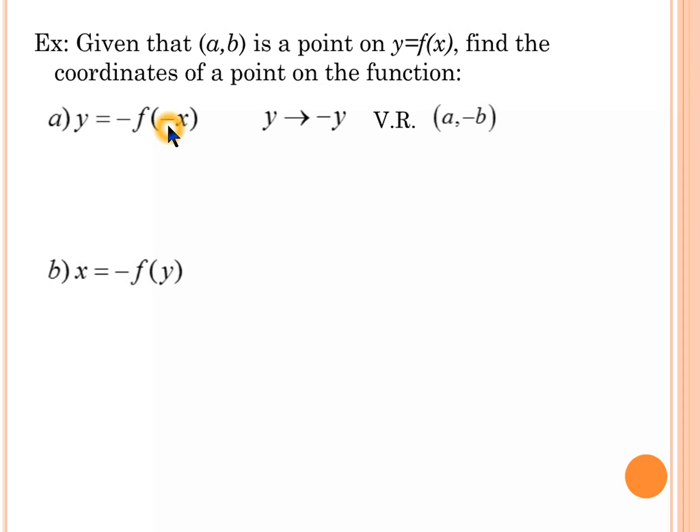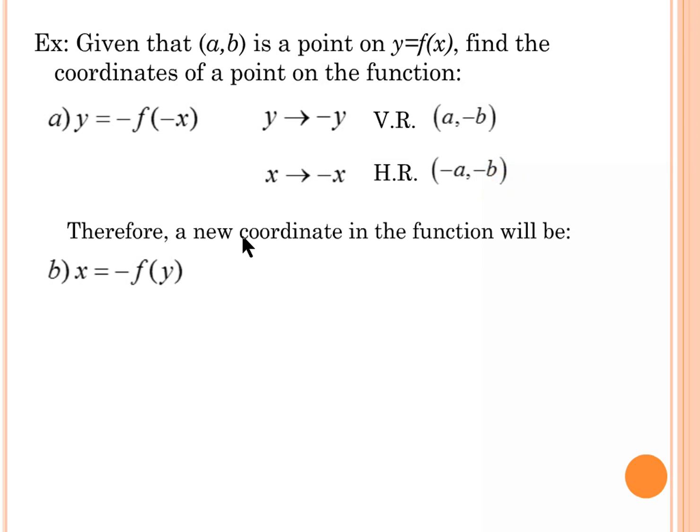And now let's look at this negative sign inside the function. So x is going from positive to negative, so that represents a horizontal reflection, and that means I take all my x values and replace them with their negatives, so I'll get negative a comma negative b. Therefore a new coordinate in the function will be (negative a, negative b).